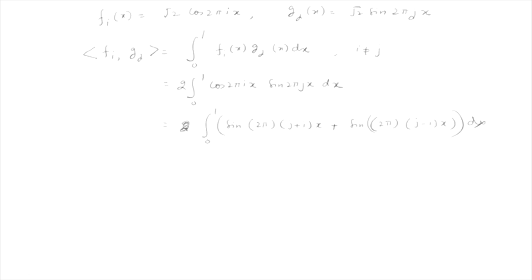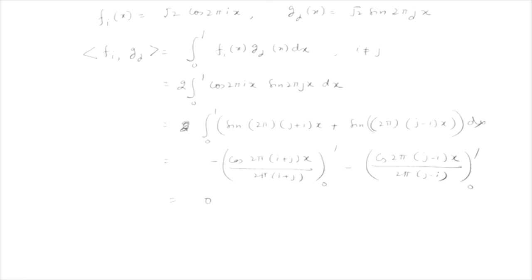And when you take the integration, it is simply minus cos of 2 pi (i plus j) times x upon 2 pi (i plus j), from 0 to 1. Again, it is minus cos of 2 pi (j minus i) times x upon 2 pi (j minus i), from 0 to 1. Now when you take x equal to 1, it is a multiple of 2 pi, and cos of a multiple of 2 pi is 1, and again from the lower limit also it is 1, so 1 minus 1 is 0. Here also, by the same result it is 0, so 0 minus 0 is 0.